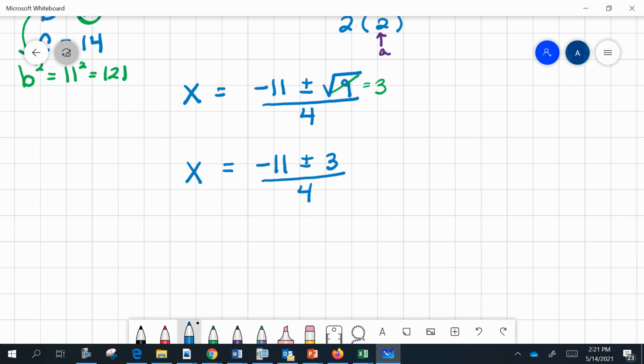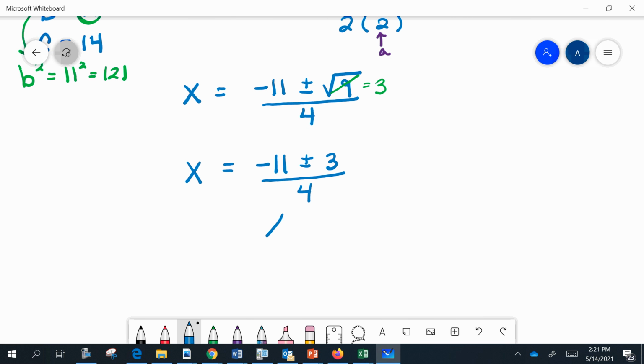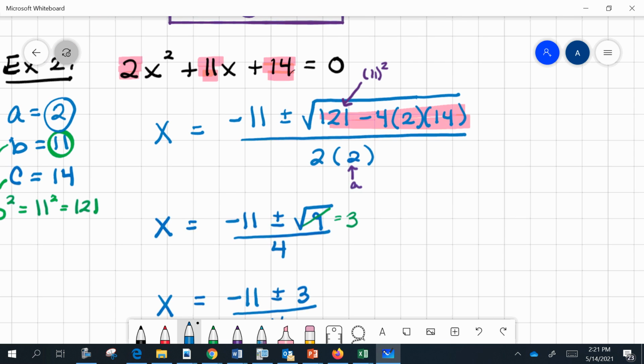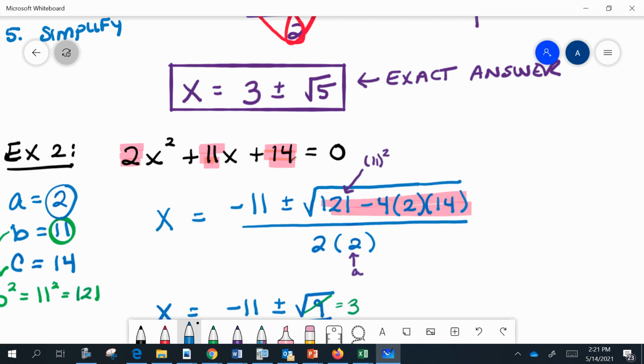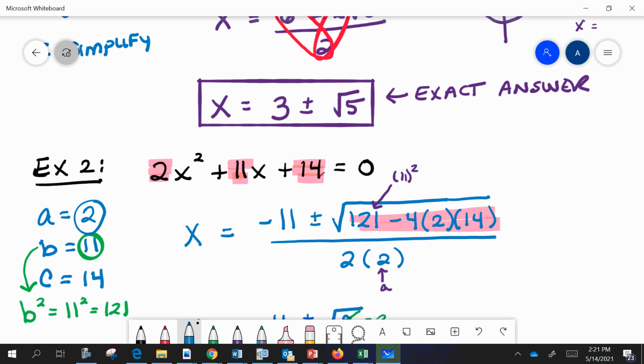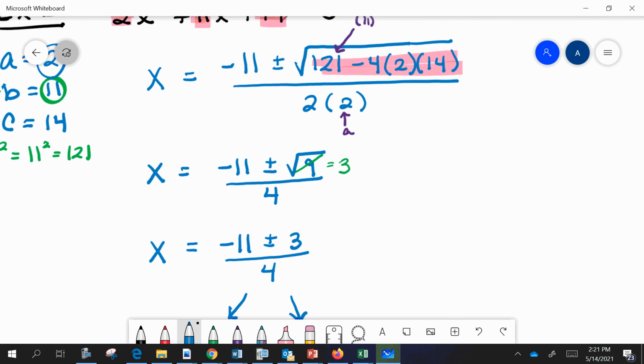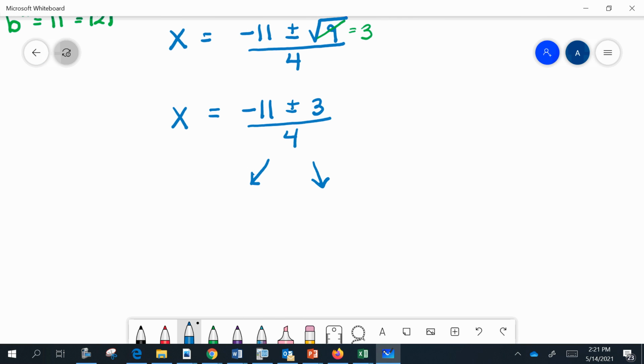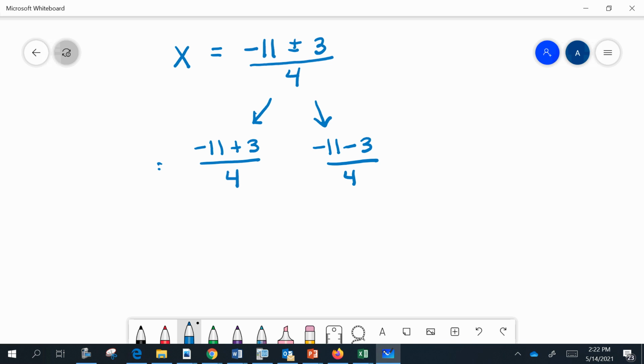Since I have two whole numbers, I can actually split this and we can keep simplifying. See, I couldn't do that up here because I had a radical and I was finished. Okay, if you look at my answer right here, because of the square root of 5, we can't add it to the 3. But these are both whole numbers and we can continue simplifying. Negative 11 plus 3 is the first solution. Okay, negative 11 plus 3 divided by 4. And we also get negative 11 minus 3 divided by 4. So I'm going to split that plus or minus. And I'm going to keep going.